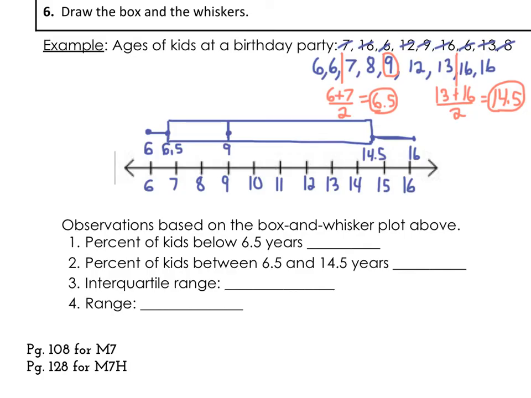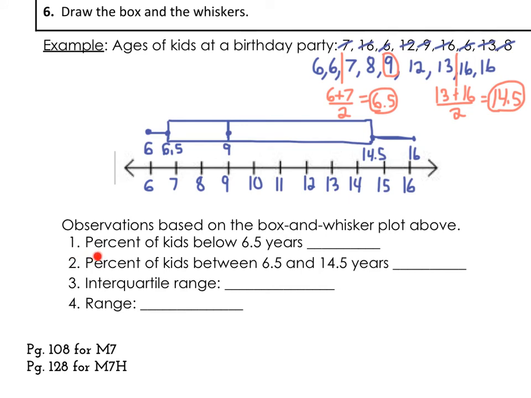Okay, so this is our box and whisker plot, and there are some observations we can make based on the box and whisker plot above. Remember what I said before, the box and whisker plot divides our data into 4 equal parts. So each part is roughly 25% of your data. So from 6 to 6.5, that's 25%. And from 6.5 to 9, that's 25%. From 9 to 14.5, that's about 25% of our data, and 14.5 to 16, about 25% of our data.